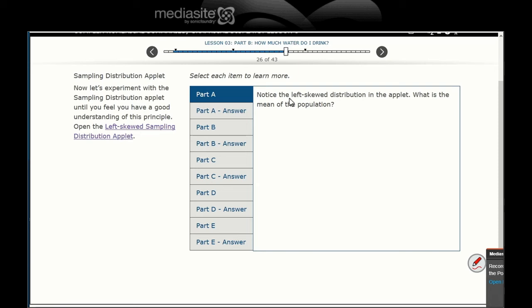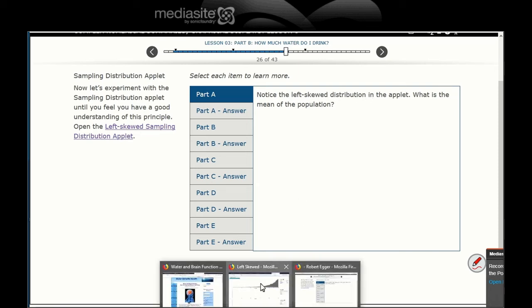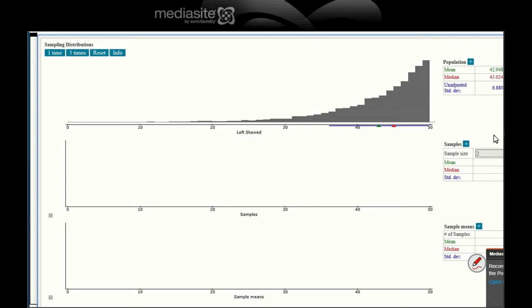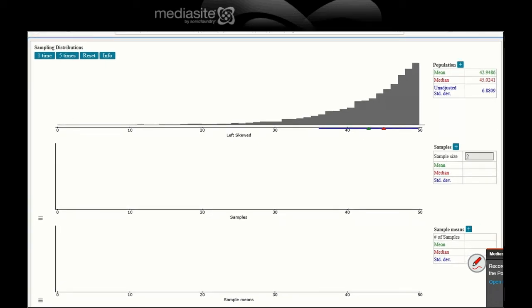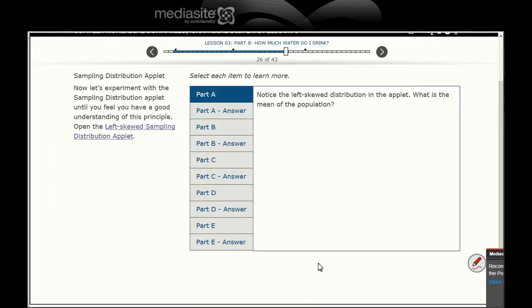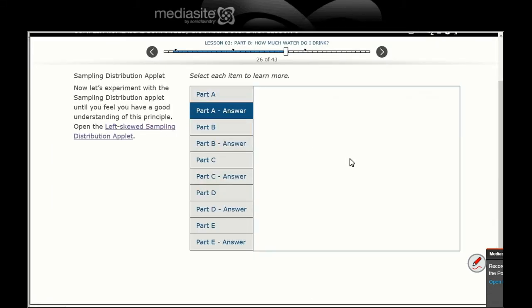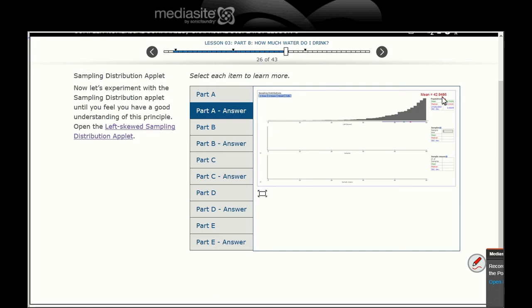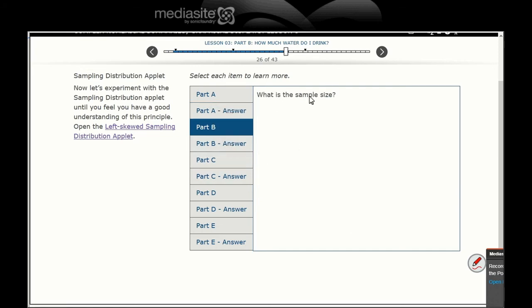Okay, part A, notice the left skewed distribution in the applet. What is the mean of the population? Well, the mean is, fortunately it tells us, 42.9486. Part B, what is the sample size?